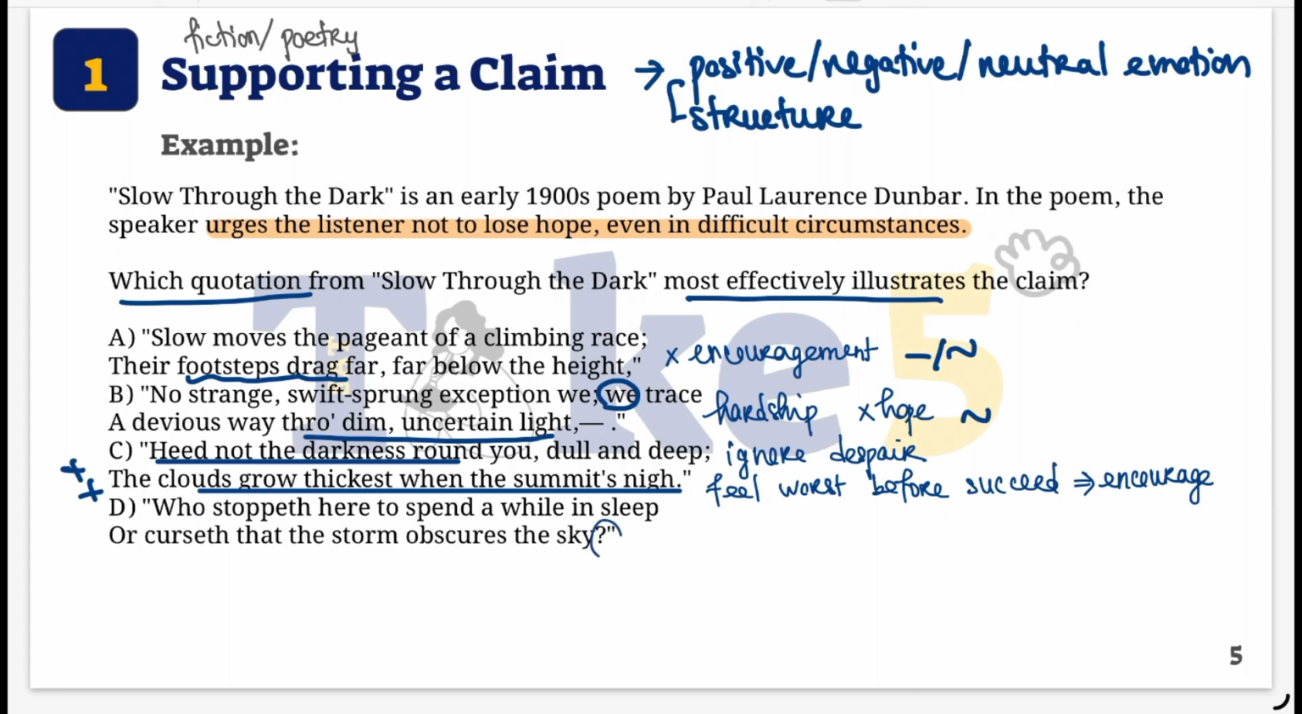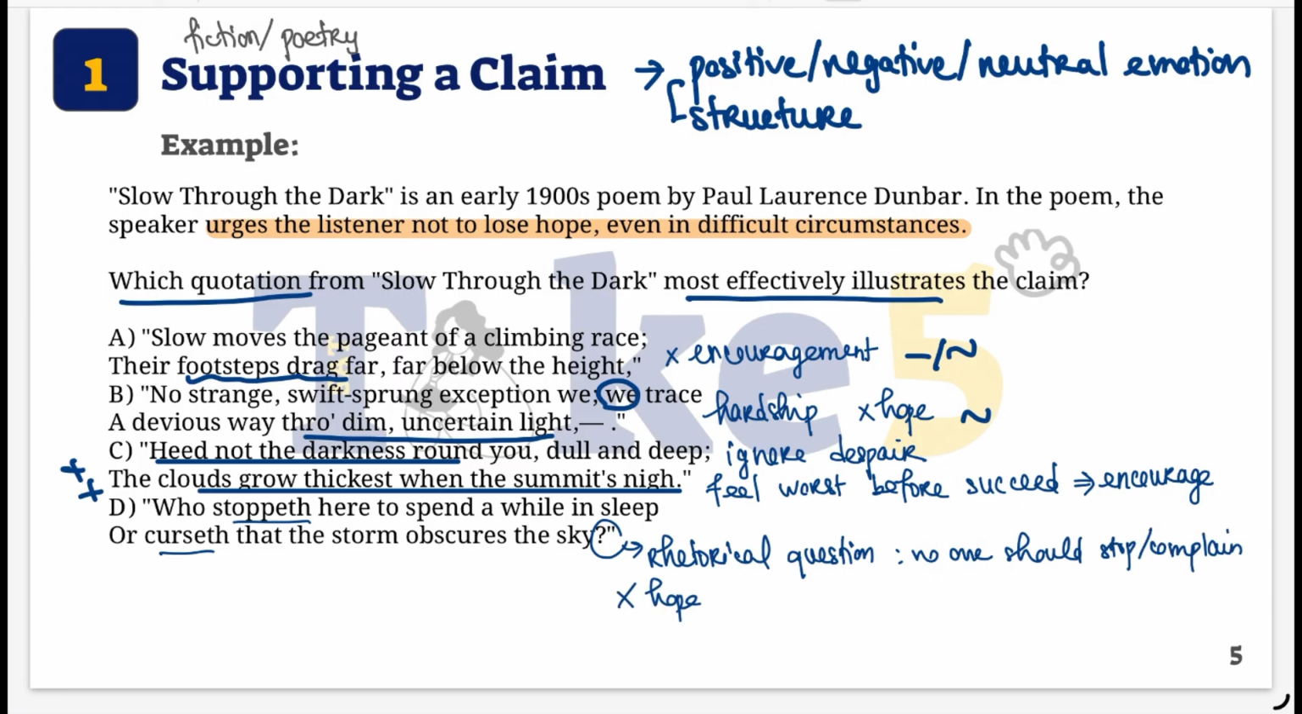D is a rhetorical question, implying that no one should stop or complain. It contrasts weakness, but does not really actively give hope. So negative, neutral feelings as well. So you see that C is the only quotation with the positive feelings, like the hopeful message of the author, hence it is the correct answer.